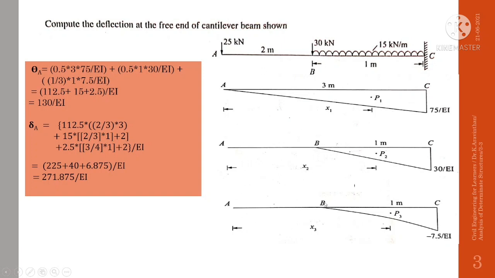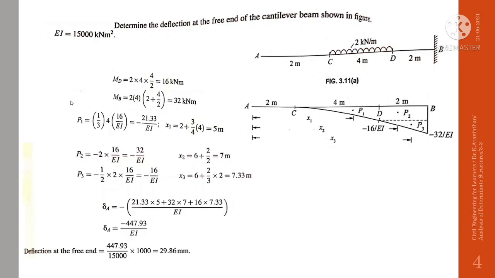The same way, if you want to find the centroidal distance of this shape, you have to use 3/4 of B. So 3/4 of the base is 1 meter plus the 2 meter. If you add this, you will get 271.875 by EI. This will be your deflection at A. So your solution is as simple as that.